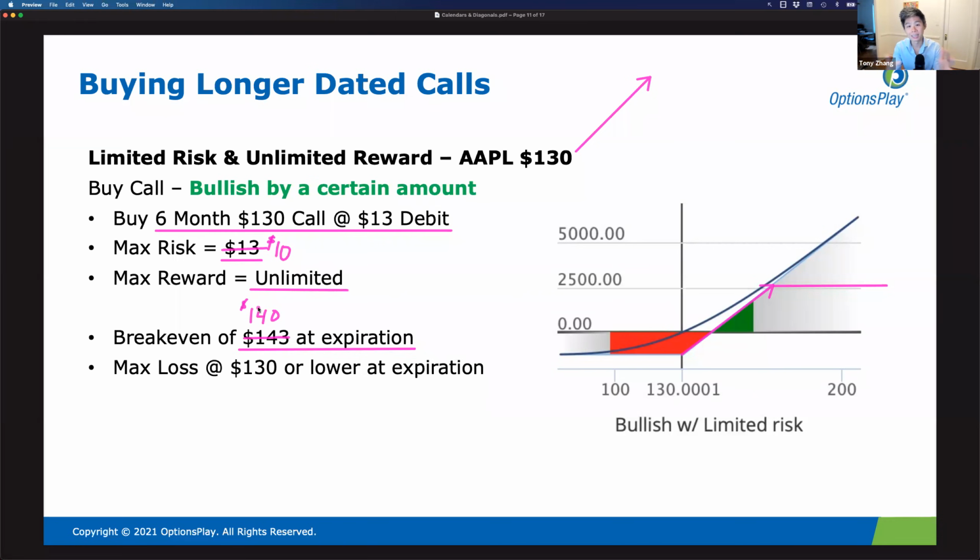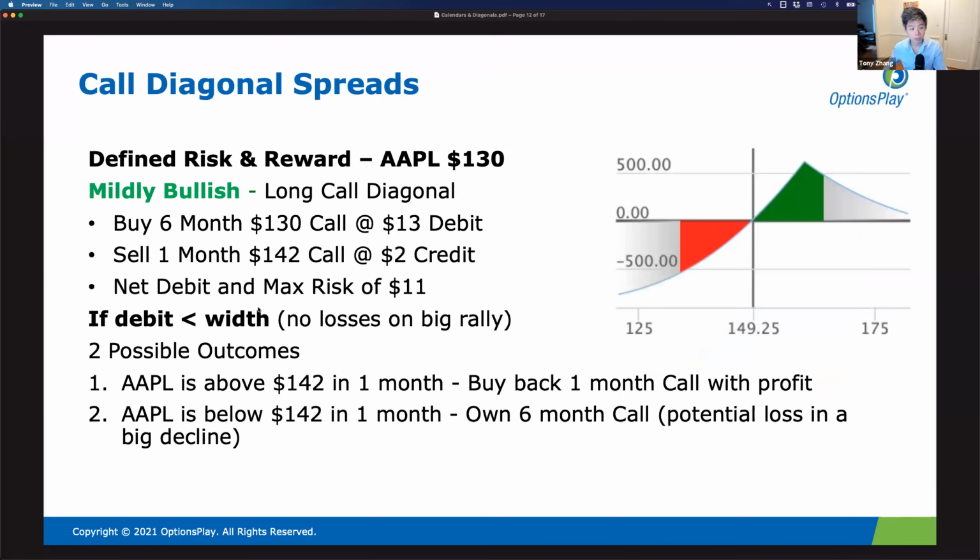That's usually the extent at which you're able to reduce the cost of that long call. So that's really where time spreads come in, because same thing, I'm bullish on Apple long-term, but in the short term, I think that there's a limit as to how much higher the stock can go. So if I buy a 6-month call option for $130, I can sell a 1-month $142 call option. And let's say I collect a $2 credit in exchange for that. Now my max risk is only $11.